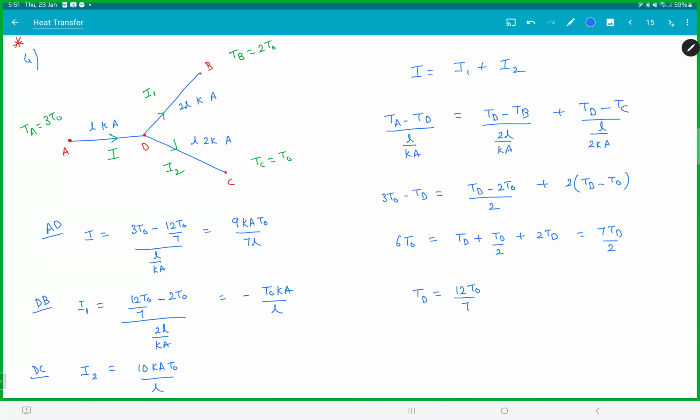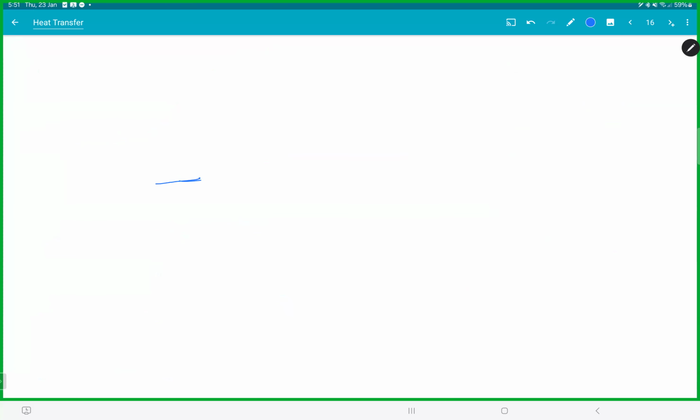Clear, everyone? You could have done even this. You could have assumed current is going from the center in all directions, I1, I2, I3. I know that's not possible, but then what does it mean? Can this point D give heat to everyone? No. So that means I1 plus I2 plus I3 must be 0. You could have done it that way also. You could have taken all the heat is coming towards D. It won't matter. You assume anything. Science will take care of it.